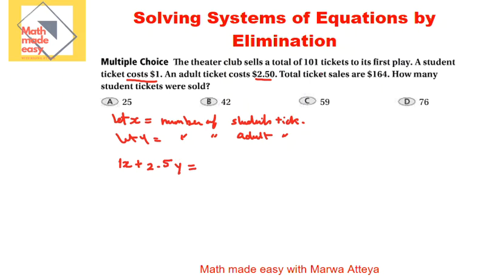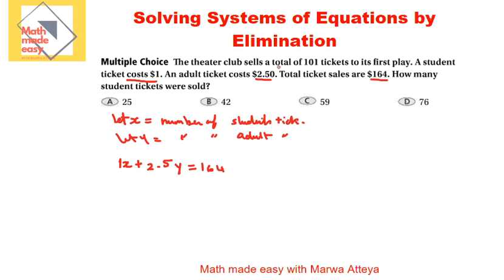And together, how much was that? The total sales was $164. Take care: in this equation, you're going to put dollars with dollars. This 101 cannot go into this equation because it's not of the same unit. When I multiply $1 by x students, you get an amount of money. When you multiply $2.50 by y adults, you still get an amount of money. When you add both amounts together, your solution has to also be an amount of money. So the whole equation has to be of the same unit.